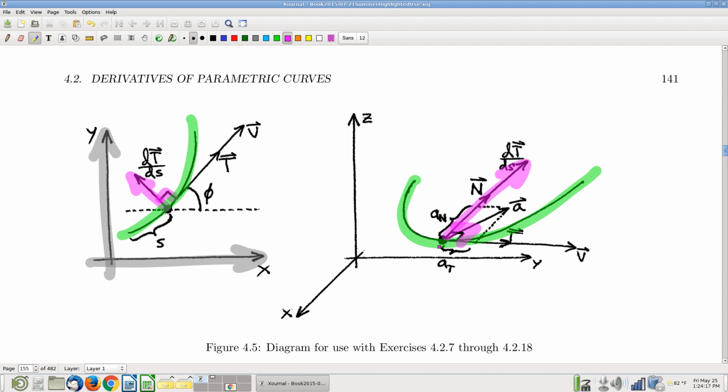So because this dT/ds is curvature in 2 dimensions, we're going to define that dT/ds to be curvature in 3 dimensions. And calculations ensue. It turns out a couple of things happen, I'll say.